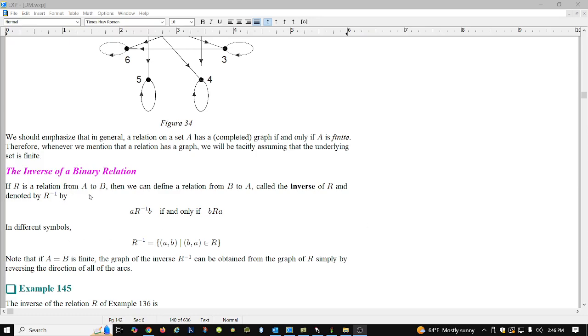If R is a relation from A to B, we can define a relation from B to A called the inverse of R, and denoted, as you would expect, by R inverse, simply by A R inverse B if and only if B R A. So you swap the components in the ordered pairs, exchange first and second components, or if there's a graph associated with the relation, you reverse the direction of each arc. That is the inverse relation.